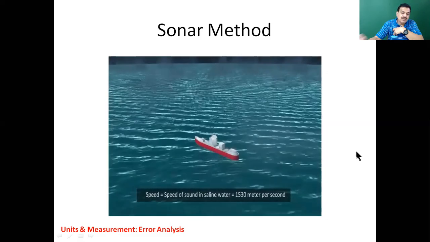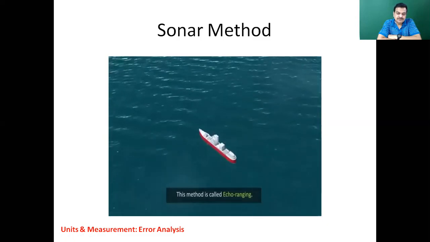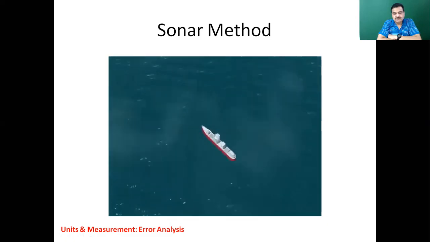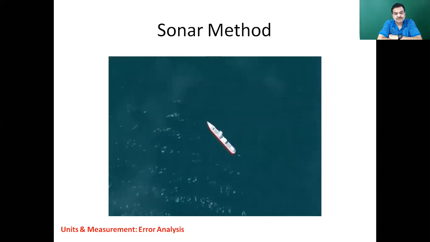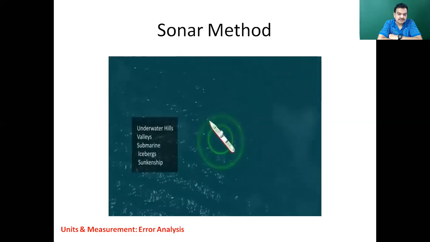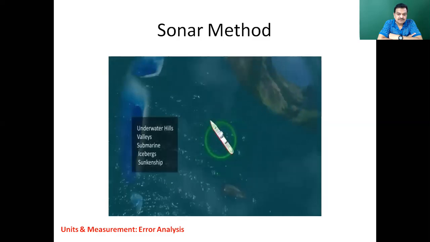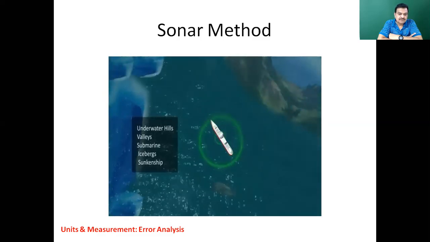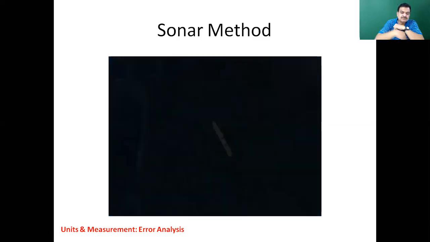Speed is equal to 1530 meters per second. This method is called echo ranging. The sonar technique is installed in every ship to determine the depth of the sea and to locate underwater hills, valleys, submarines, icebergs, and sunken ships, etc., to avoid a disaster. Got it?